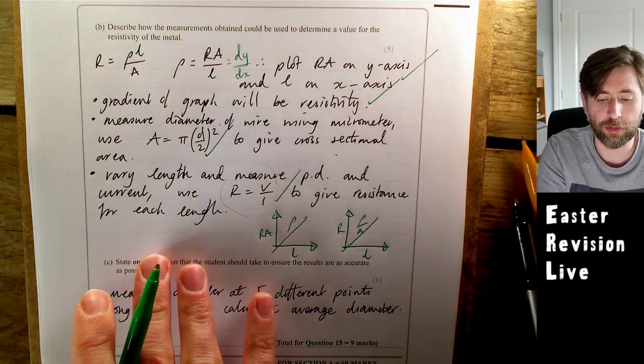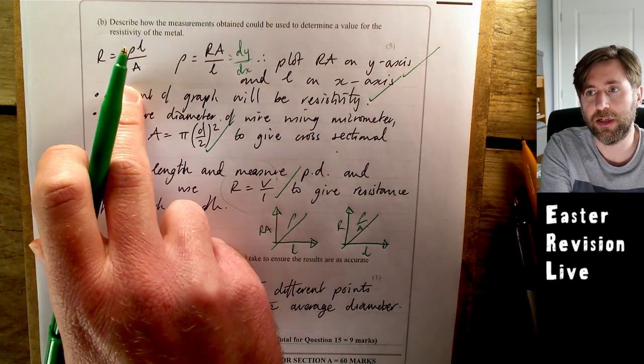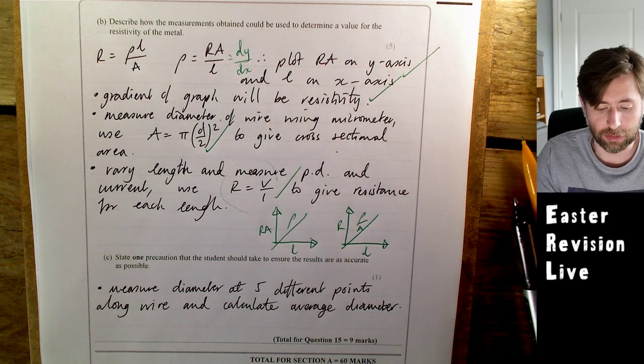So you need to just go back through all your variables. If you're asked to describe a method, go back through all your variables and think, have I covered everything? Have I calculated the area? Have I calculated the resistance? Otherwise you're not going to get all those points.